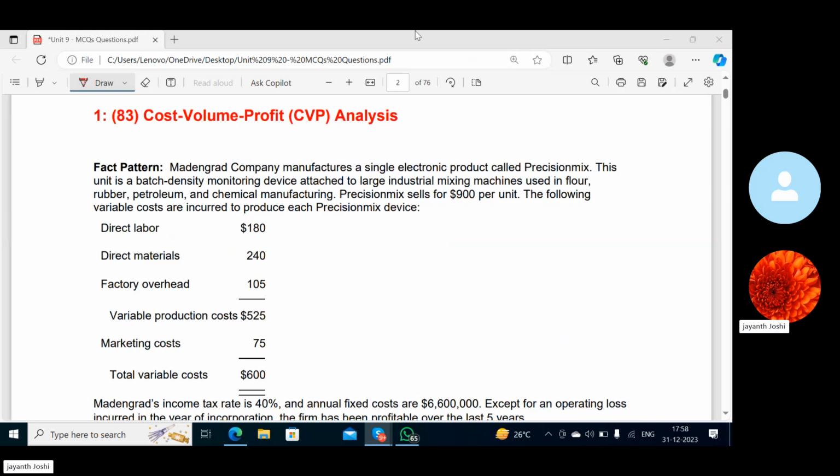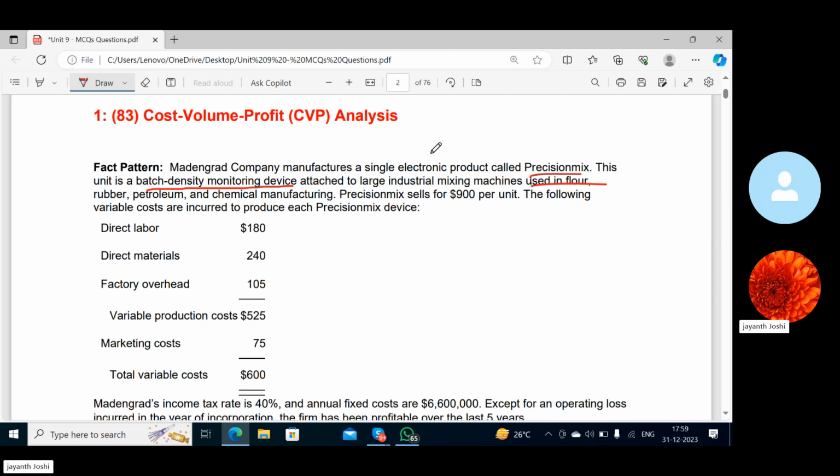So, Maddengrad company manufactures a single electronic product called precision mix. This unit is a batch density monitoring device. So they have given some description about it, attached to large industrial mixing machines used in flour. Okay. So we are not concerned with all that.